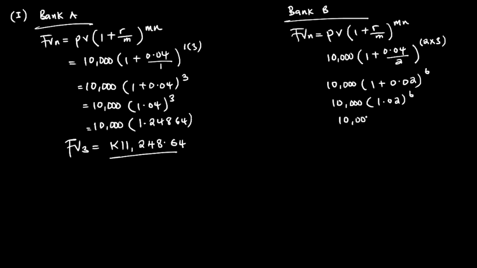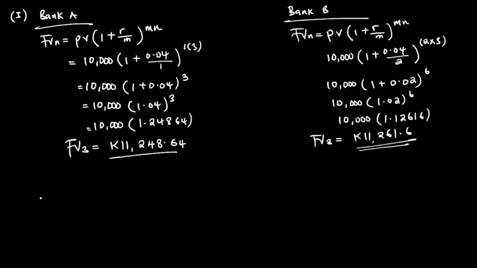So 10,000 times 1.02 to the power 6, we're going to get something like 1.126162. So when you multiply with the 10,000, the future value after 3 years is going to be 11,261.62 as the future value after 3 years.